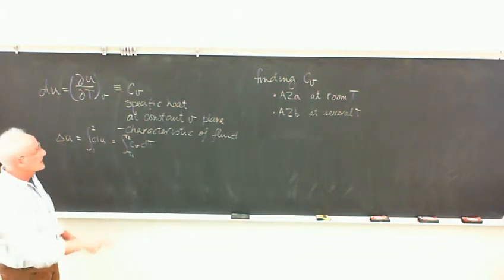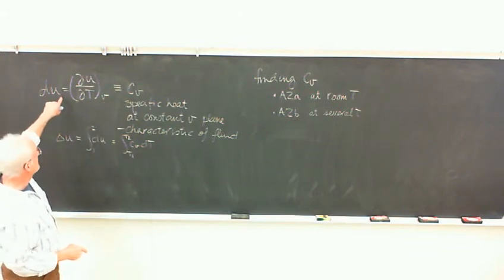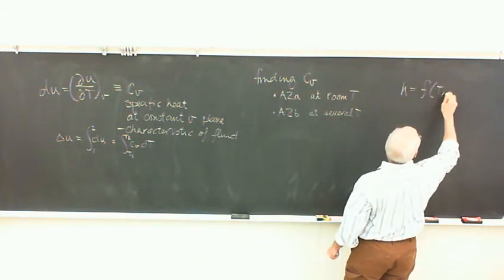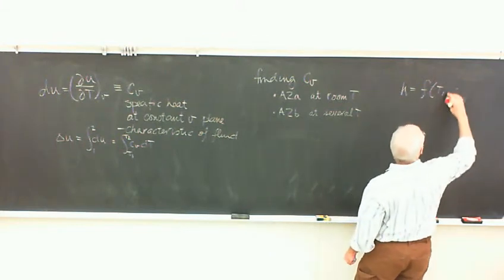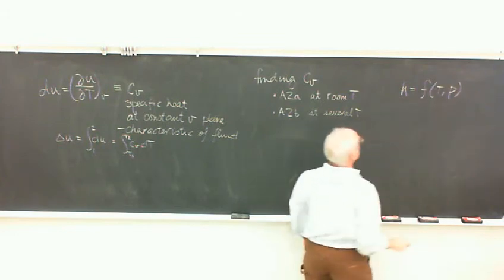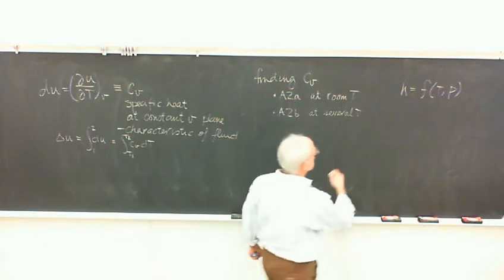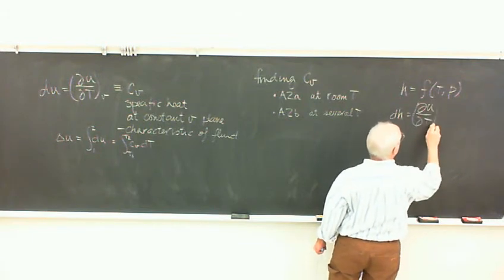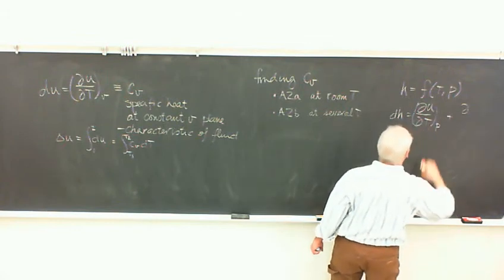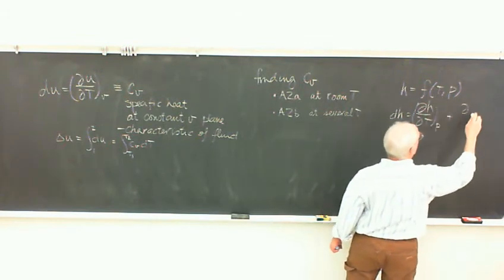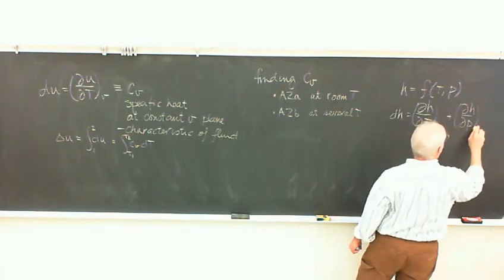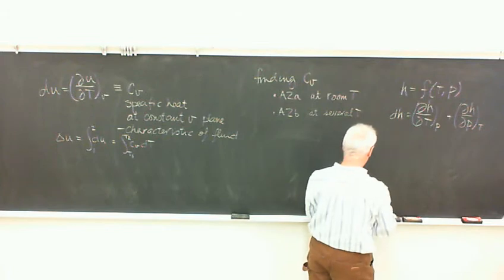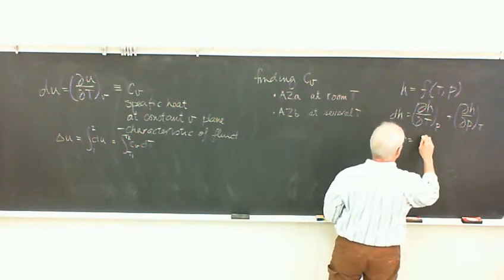Because you may have noticed on the chart, there wasn't just C sub V, there was also C sub P. C sub P is the very same thing done for enthalpy. Enthalpy is a function of temperature and pressure. Remember, it's a combination of U plus PV, so it becomes much more a function of temperature. And so we can do the partial differential again in the same way we did for U, only for H. Turns out that it has very low dependence on pressure.